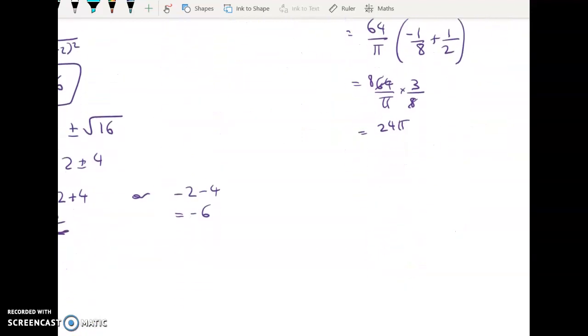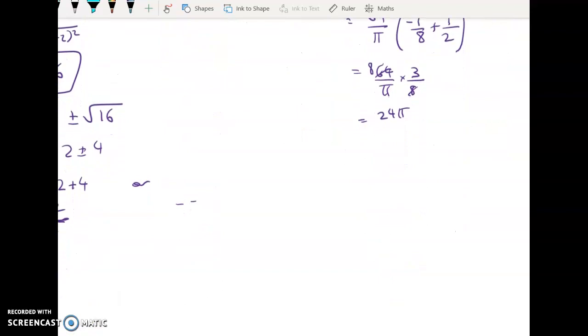So V1 minus V2 is my total volume. Okay, don't go away. I'm going to tell you what the big mistake is that people make. So it's that minus that, which gives us 18 pi, which is a lovely exact value, and it's units cubed.